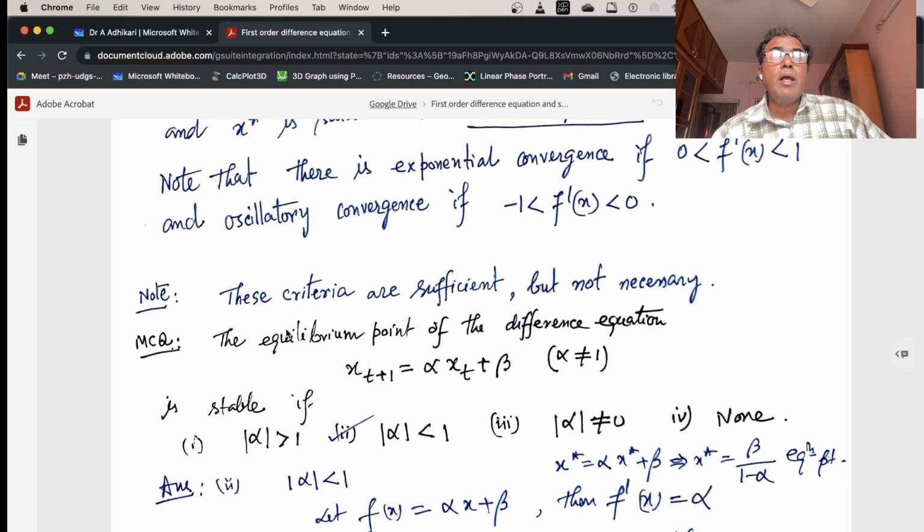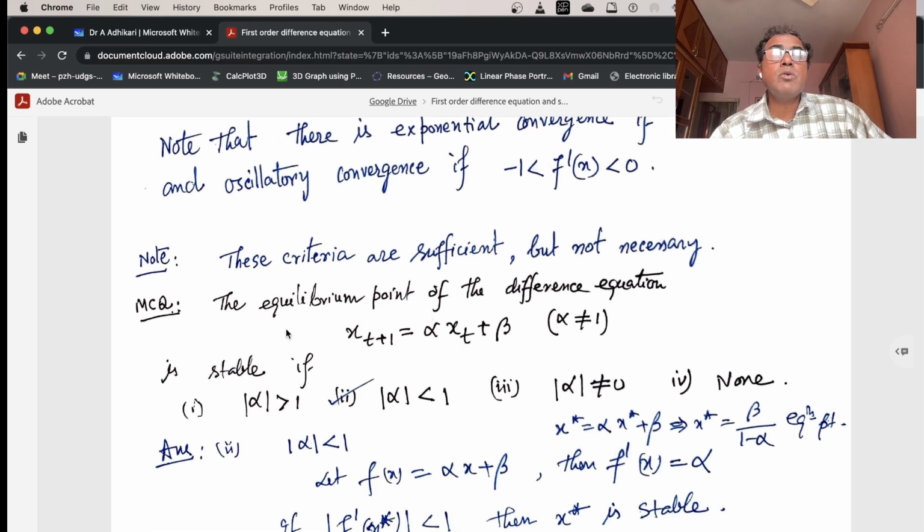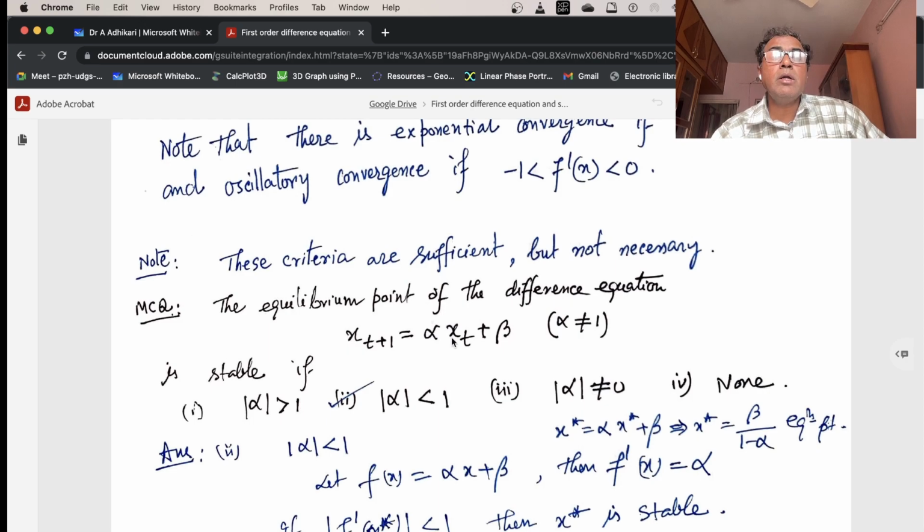Here is an MCQ question. The equilibrium point of the difference equation x_{t+1} equals alpha x_t plus beta, alpha not equal to 1, is stable if: modulus of alpha is greater than 1, modulus of alpha is less than 1, modulus of alpha not equal to 0, or none of these. Here the answer is 2: modulus of alpha is less than 1.